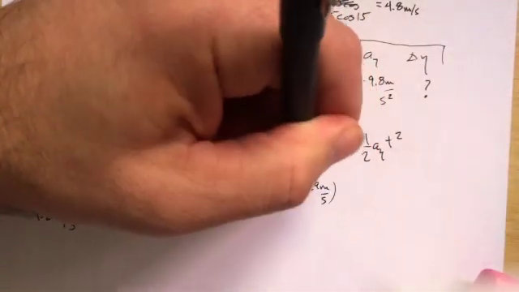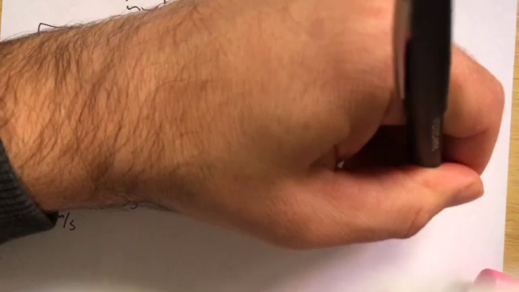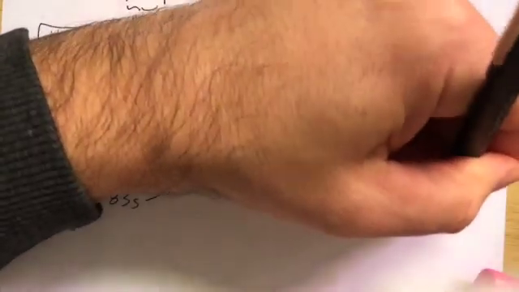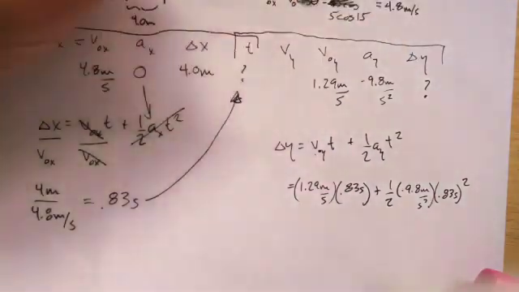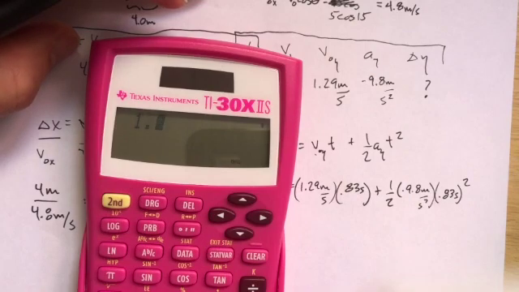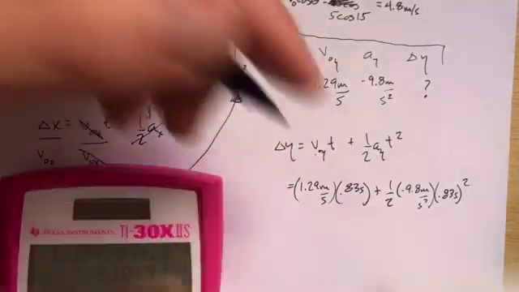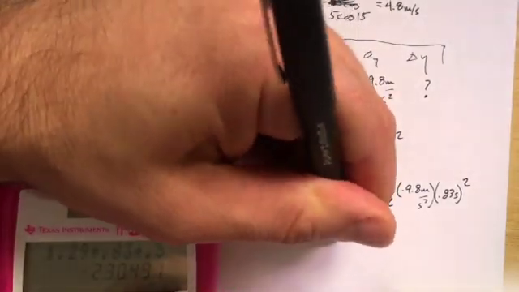So V naught y is 1.29 times my time of 0.83 plus 1/2 times ay, which is negative 9.8, times 0.83 seconds squared. Now we'll get the calculator out, and 1.29 times 0.83 plus 0.5 times negative 9.8 times 0.83 squared equals negative 2.3 meters.